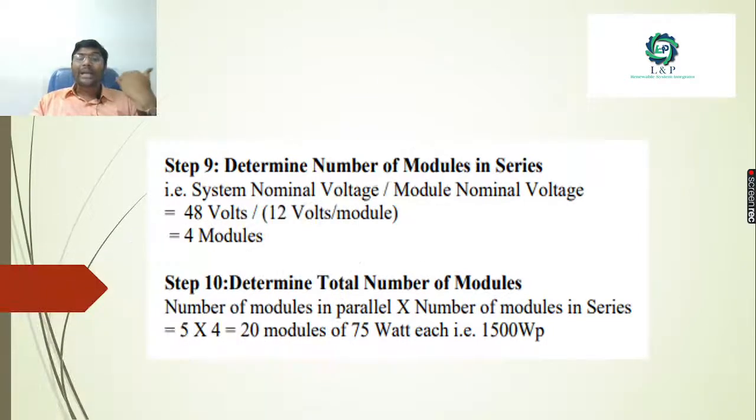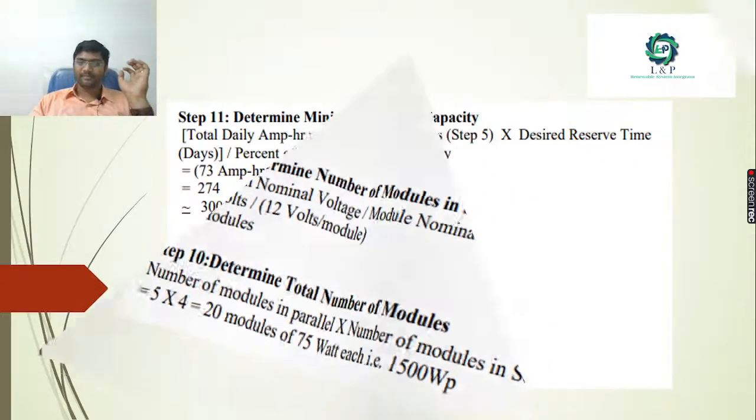Okay, if you want to determine the number of modules that you connect in series, it is system nominal voltage divided by module nominal voltage, that is 48 volt divided by 12, that is 4 modules. And if you want to determine the total number of modules, you multiply the number of modules in parallel and the number of modules in series. 5 into 4, it is 20 modules. Okay, which is of 75 watts, so you will get approximately 1500 watts.